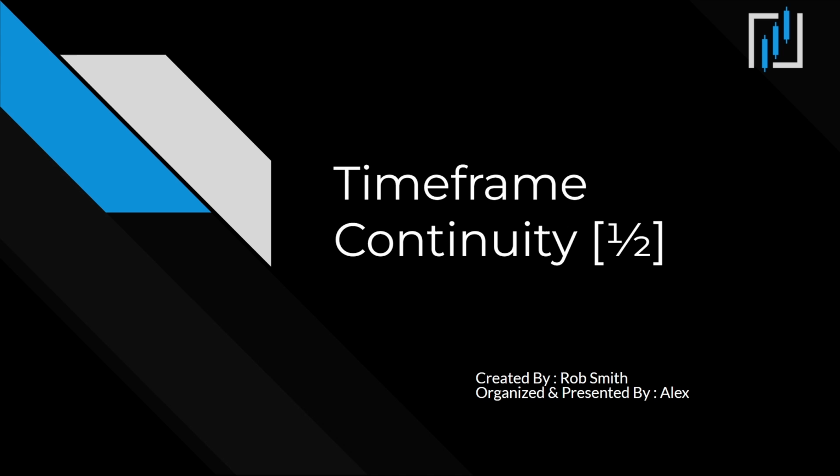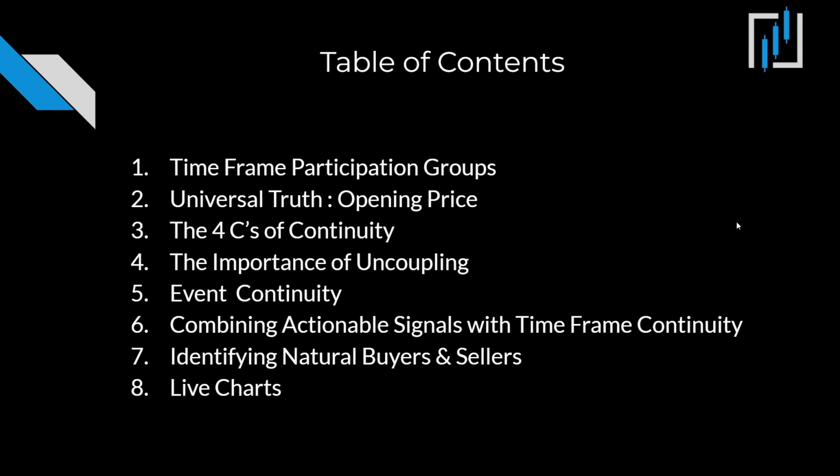In this video, we will explain time frame continuity. It will be a 2-part series, so stick around. In the first part, we will cover 1 through 6, which will be the time frame participation groups, universal truth of the opening price, the 4 C's of continuity, the importance of uncoupling, event continuity, so how news pertains to our continuity levels, and then combining actionable signals with time frame continuity. And we will expand on that in the next video alongside identifying natural buyers and sellers, and then live charts with some examples of this occurring.